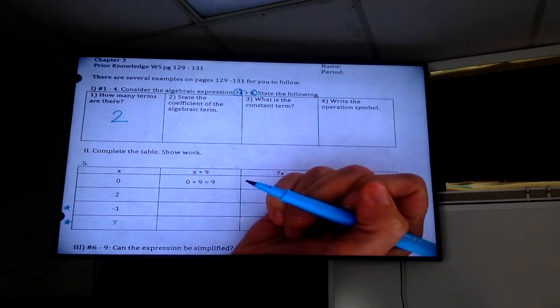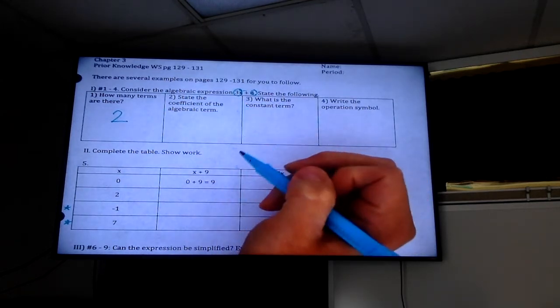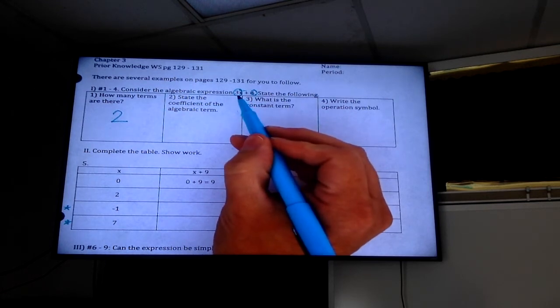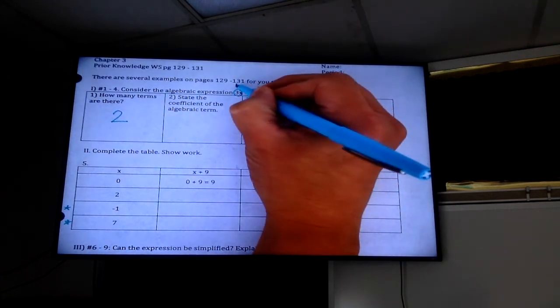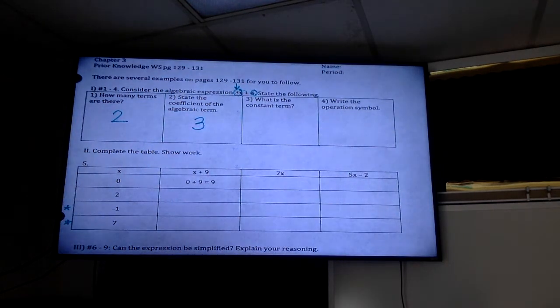State the coefficient of the algebraic term. The algebraic term is always the one that has the variables in it. So right here, 3x is the algebraic term, and the coefficient is the number that comes in front of the variable. So the coefficient here is 3.